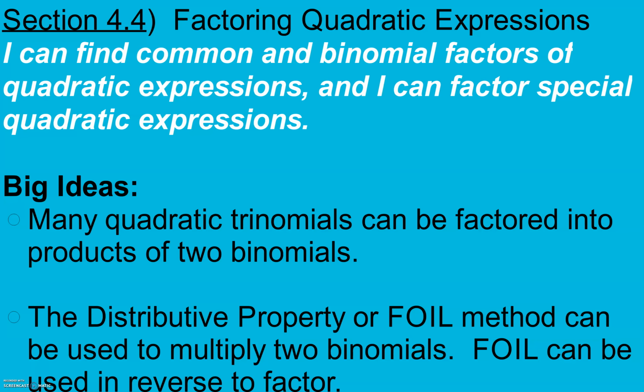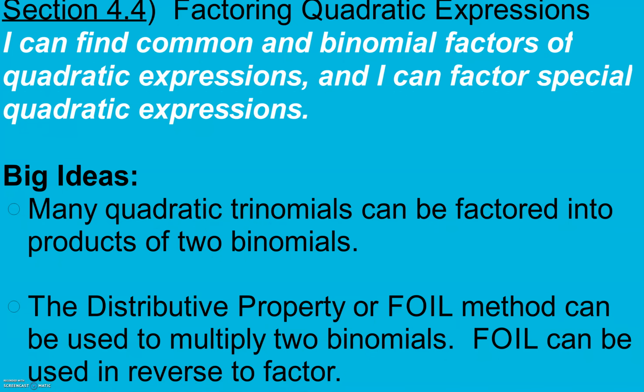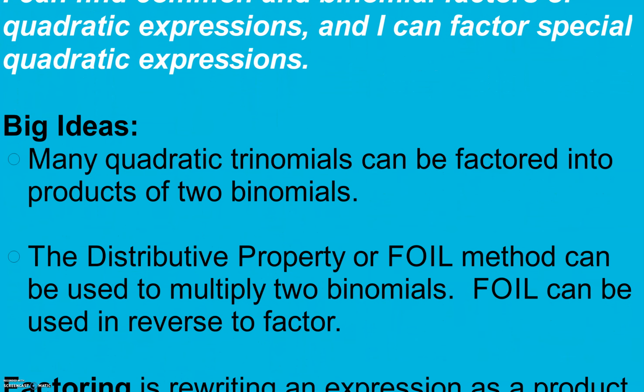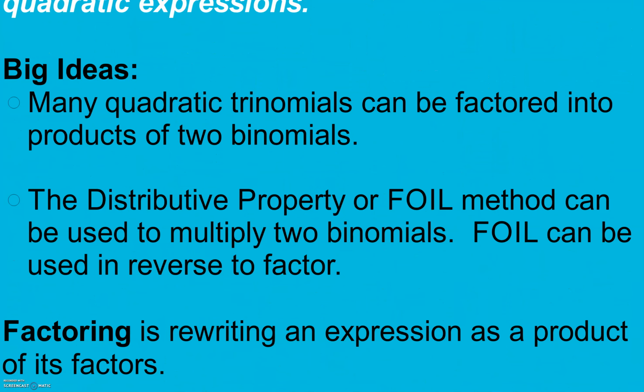The distributive property or FOIL method can be used to multiply two binomials. FOIL can be used in reverse to factor. So factoring is rewriting an expression as a product of its factors. Remember, factors are things we multiply together. So in order to write it in factored form, we rewrite our expression so that it's just the things that are multiplied together. There's no adding anymore or subtracting. It's all just being multiplied.